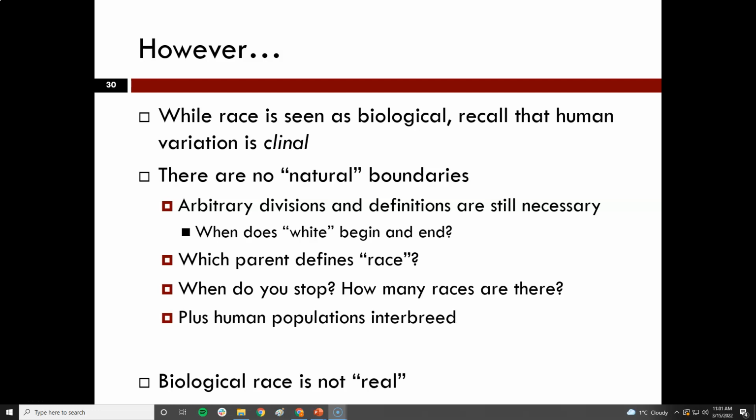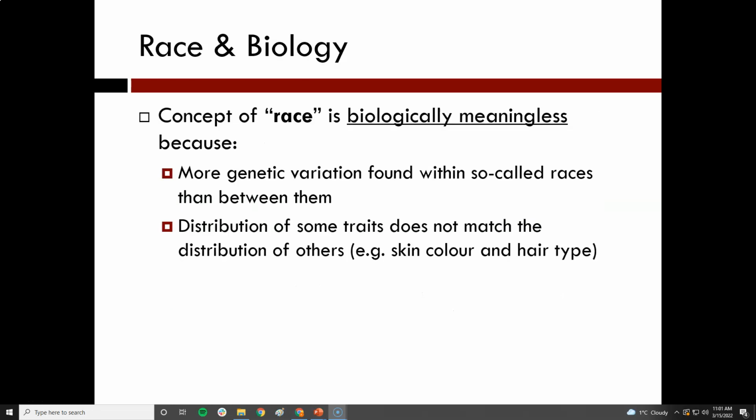So race certainly is real. Race has very important real-world consequences, but race is not a biological fact, right? And again, it is also meaningless if we start to look more in depth at genetic variation, for example.